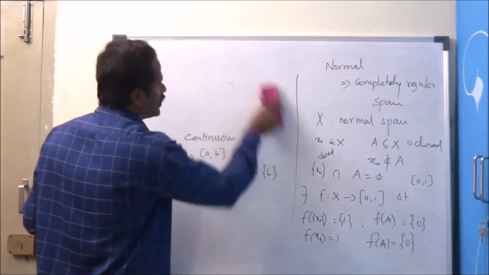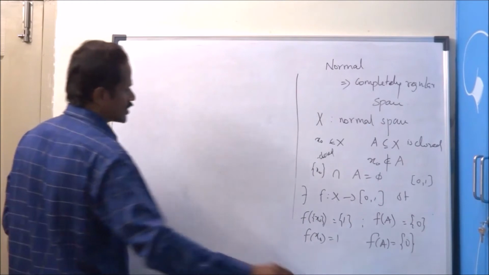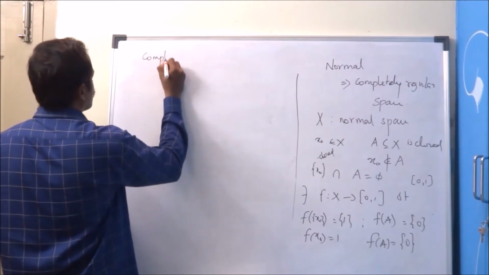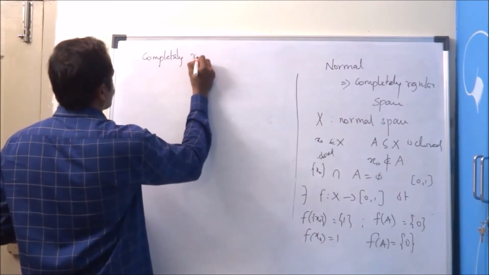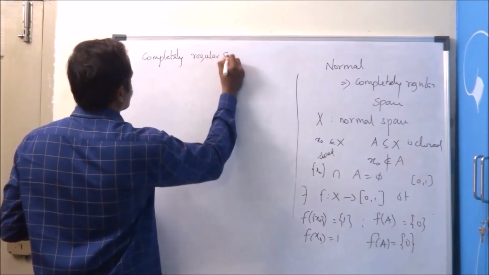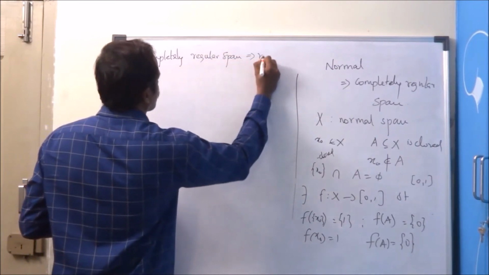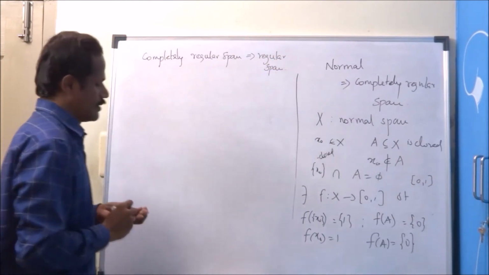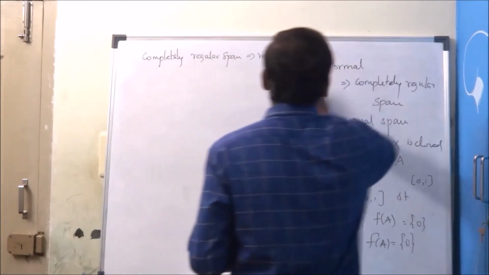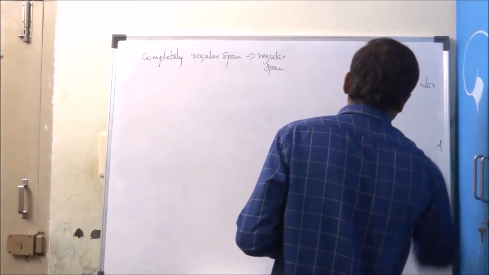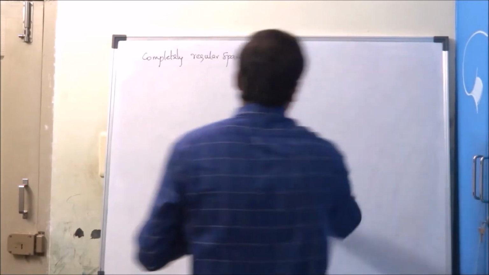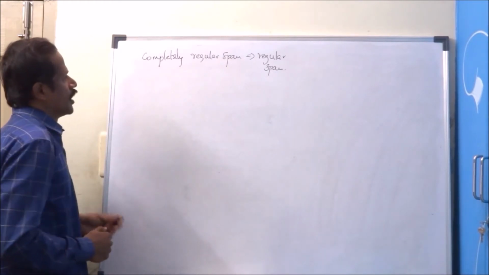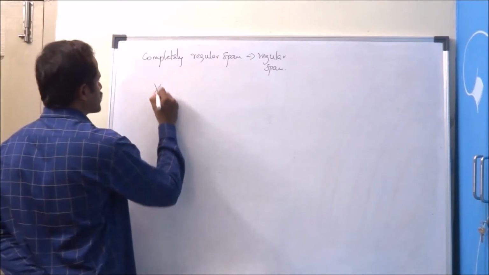So the next result: every completely regular space is a regular space. Completely regular implies regular. Assume X is a completely regular space.